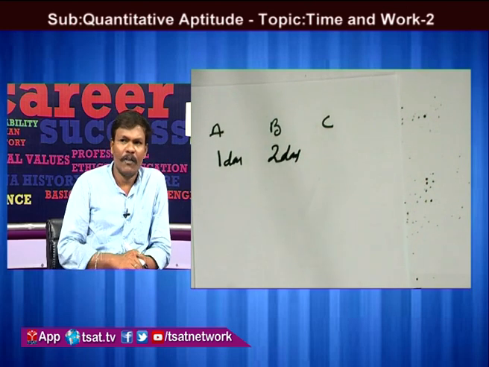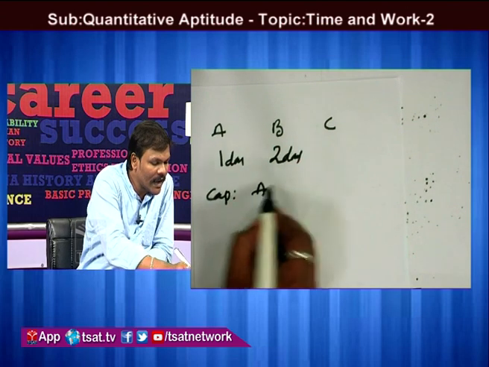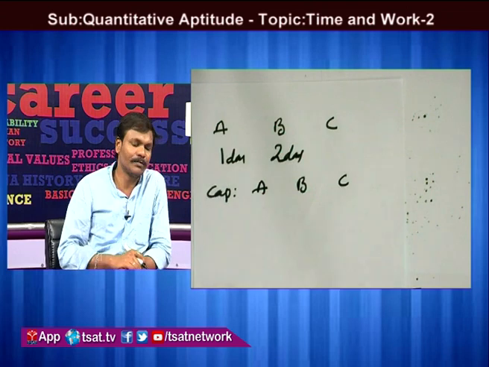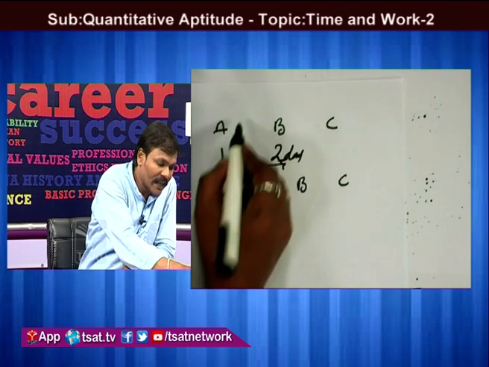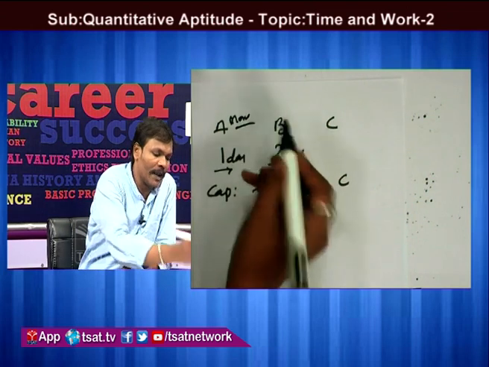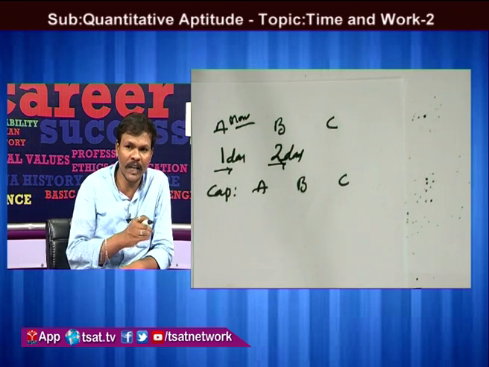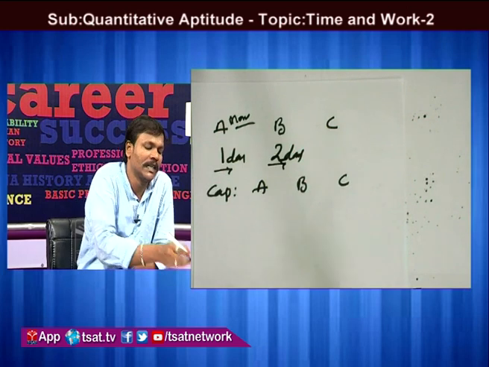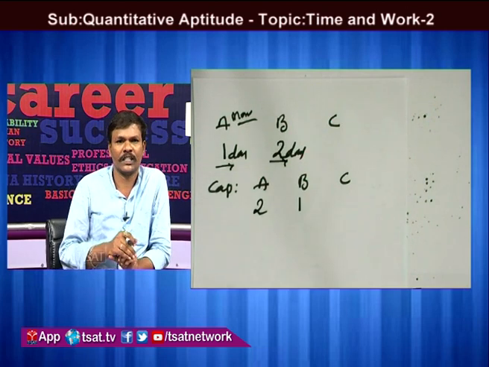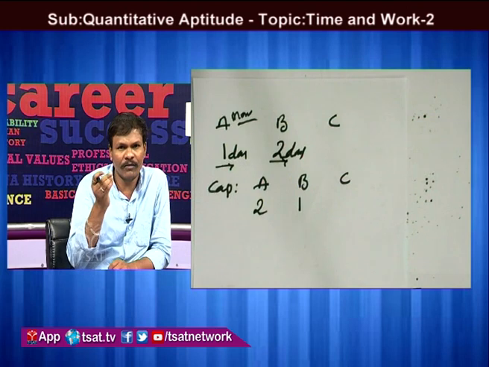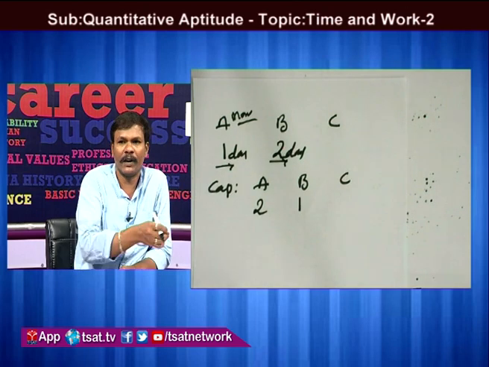Example, when we have 1 day and 2 days, A has more capacity than B because he takes less time to complete the work. How much less time? Half of the time. Half of the time means he has double the capacity. A has double the capacity of B. Clear? So the question is, A takes half as long to do a piece of work as B takes. That means A is twice as capable as B. Since it was given in days, we are changing it into capacity.